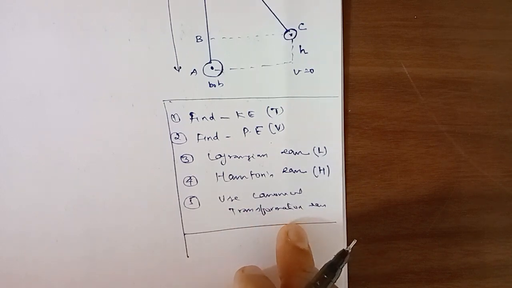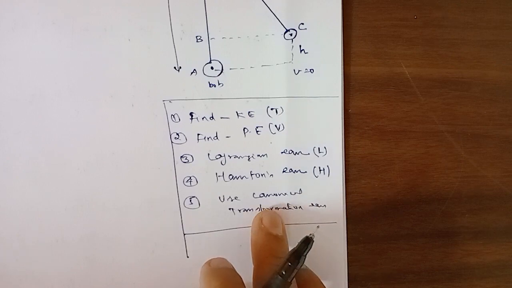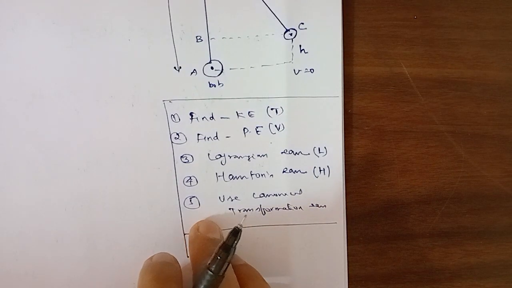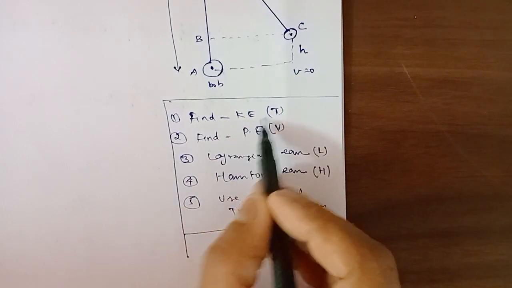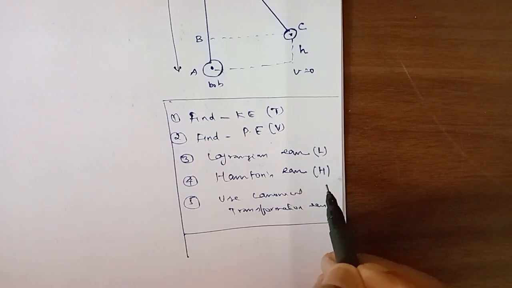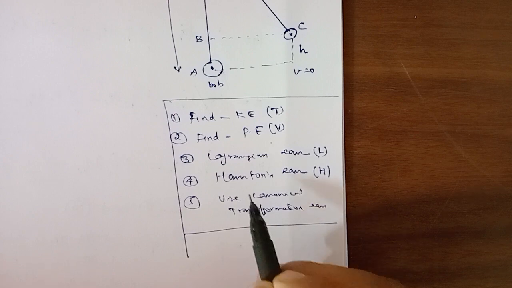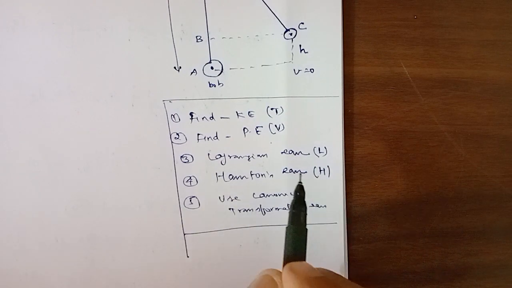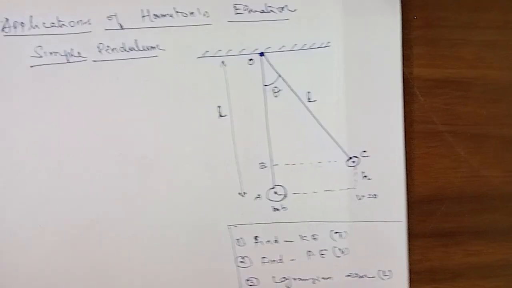If you have any doubt, see my earlier videos and you will understand what the canonical transformation equations are, and those values should be applied. Then we will finally get the simple pendulum equation. So what are the steps? Find out kinetic energy first, then the potential energy, then the Lagrangian equation, then the Hamiltonian equation, and use the canonical transformation equation. We will get the equation of motion for a simple pendulum. Now we will see one by one.